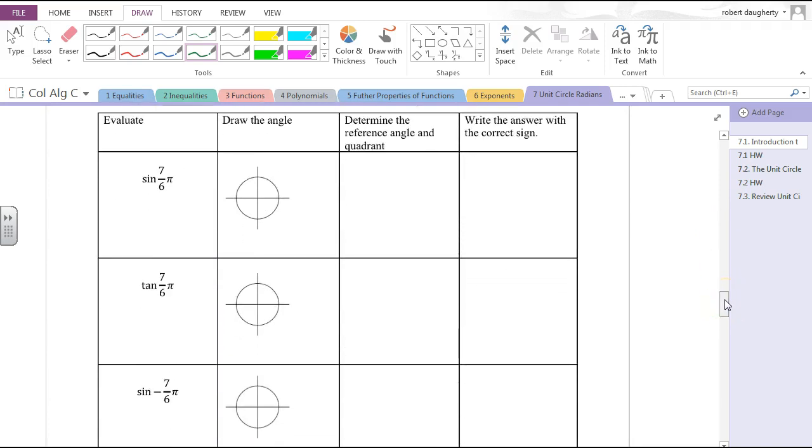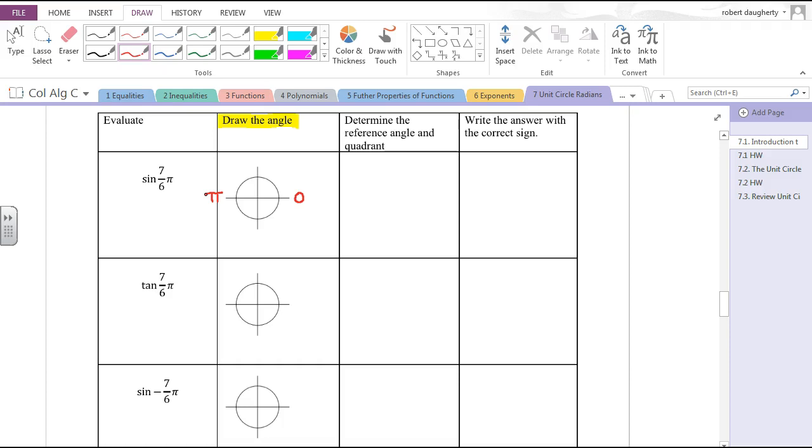So it's the same process we've been going through. Evaluate the sine of 7/6 pi. Okay. Where it says draw the angle, what do you think the first thing we need to do is? Draw the angle. Okay, so I need to figure out where is 7/6 pi. This is the way you're going to do it. What's this number right here? 0. What is this one? Pi. Okay, so that's the way it's going to be because I'm measuring positive angles.